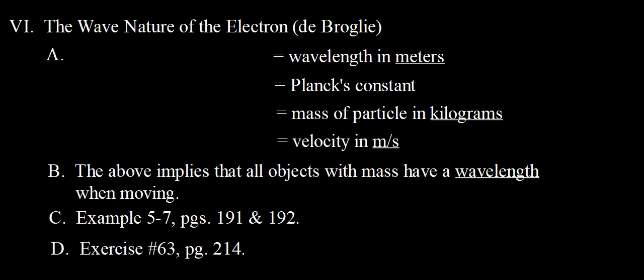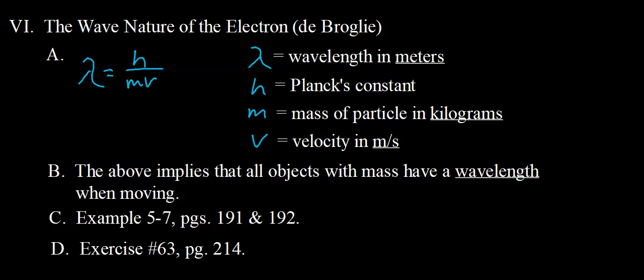All right, one more piece to our puzzle here. Electrons exhibit both wave-like behavior and particle behavior. So the de Broglie equation shows the relationship between wavelength and velocity. Here's the equation. We're not going to spend too much time with this equation. It's plug and chug for the most part. Again, just know that there's a relationship between wavelength and velocity. So there are the variables. So what this implies is that all objects with mass have a wavelength when they're moving. There's some examples on page 191 and 192. Go ahead and take a look there.